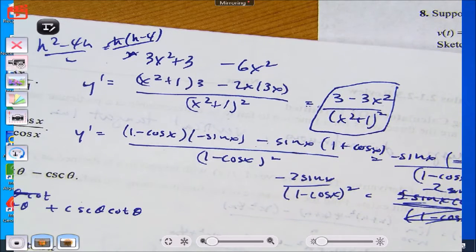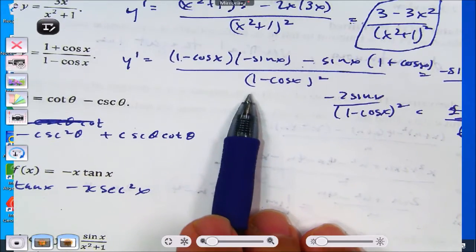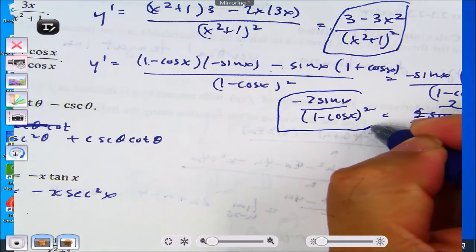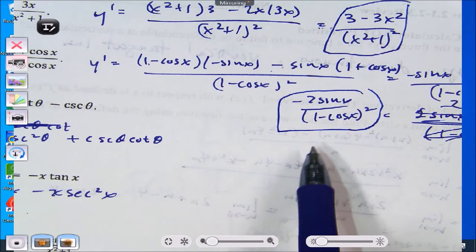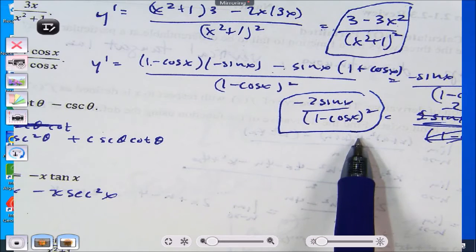Alright. Number 9 is a very good multiple choice question because they want to know that you can get here. The final answer here was negative 2 sine x over 1 minus cosine x quantity squared.